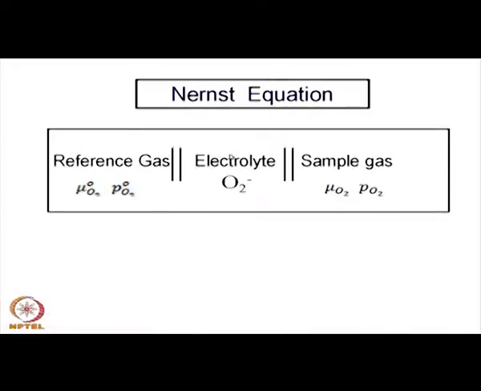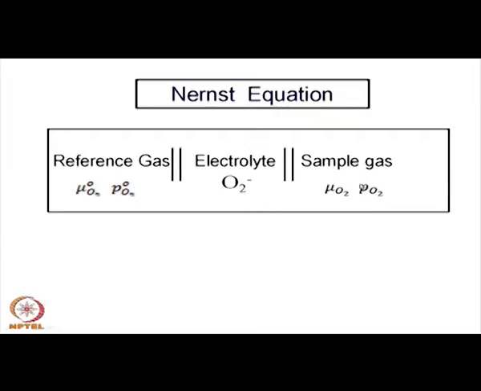So, this is how one can represent an electrochemical cell. There is an electrolyte, which is basically zirconia calcia or zirconia yttria, stabilized zirconium oxide, and then on either side you have a sample gas and a reference gas having two different partial pressures or oxygen potentials. For the reference gas, whatever its oxygen partial pressure, we say it is mu 0 O2, or chemical potential, and that is related to the partial pressure PO2 0.